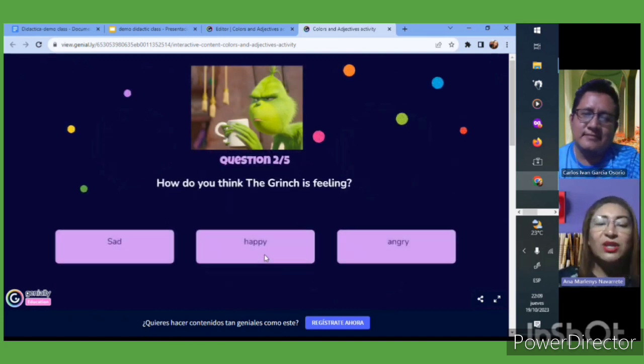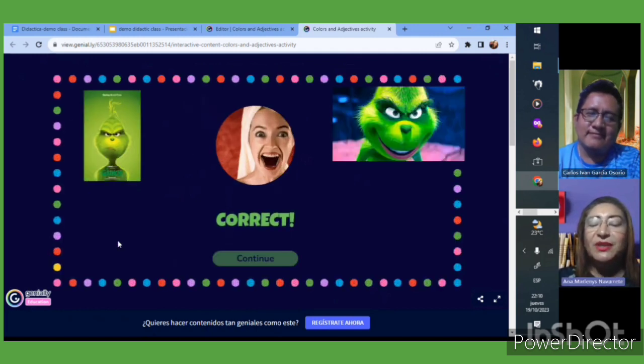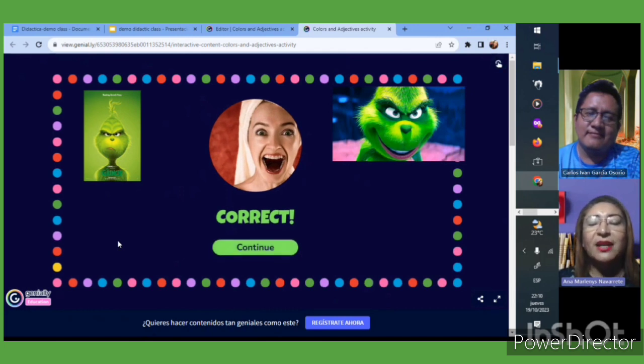Now we have the next question. How do you think the Grinch is feeling? And see the picture. Okay. Can you do the mimic of how he is feeling? Maybe he is sad. So they have to answer. And don't forget to say the magic words like correct.